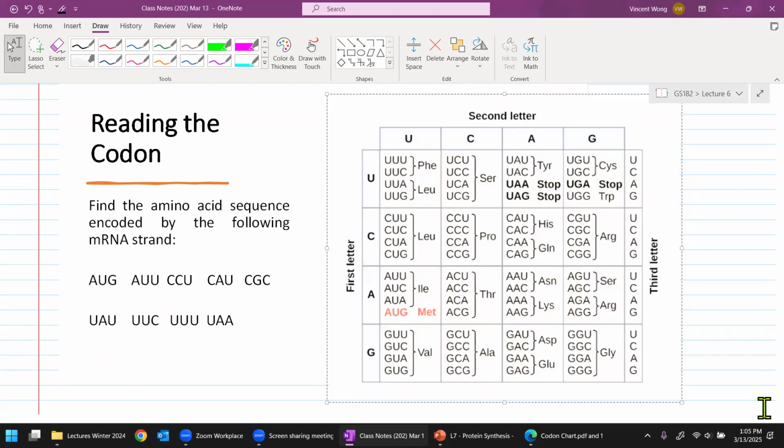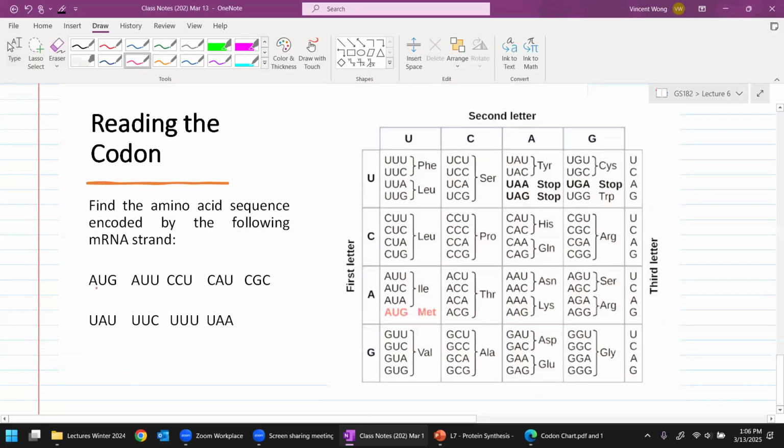Right here, it says find the amino acid sequence encoded by the following mRNA strand. I already transcribed it for you, right? Okay, so let's take a look here. The first one you see is AUG. Without even looking, you should know AUG is MET, right? That's the amino acid it codes for. You don't need to know the full name. I just like saying them because it's easier to say. Okay, how do you look up AUU? So A, this is first letter, so I have to find where is A. So this is U, this is C, this is A.